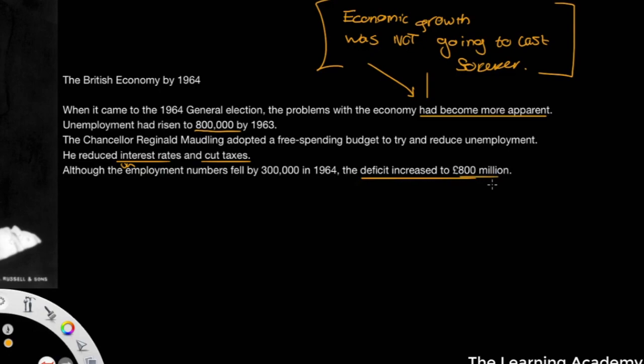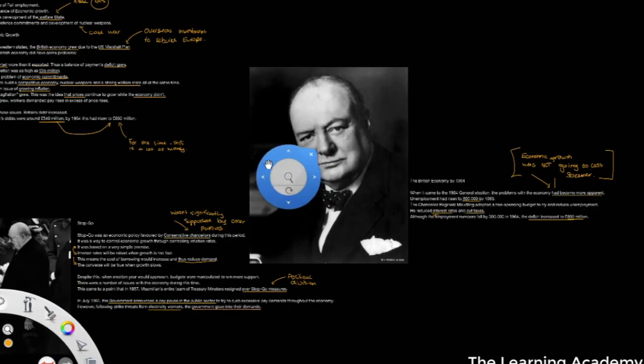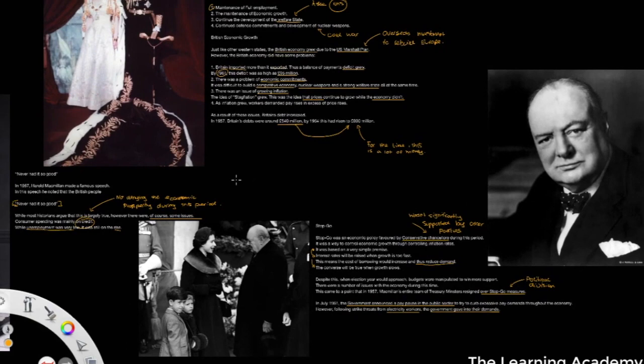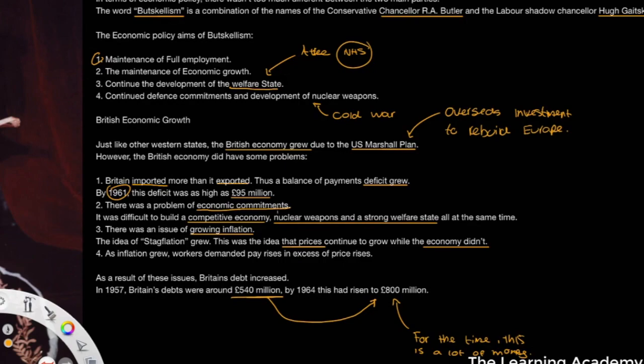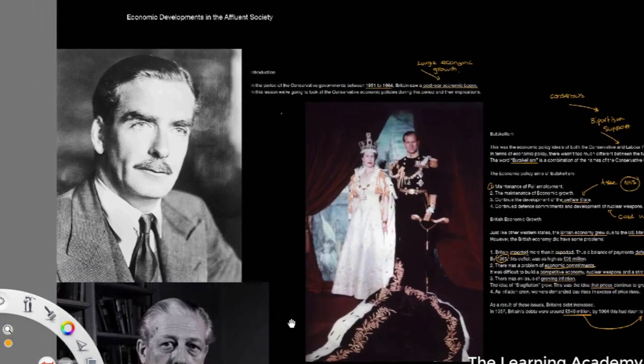So we can see that if we're going to evaluate the British economy by 1964, while it was very prosperous and very successful during these periods due to things like Butskellism and stop-go policies, the cracks were starting to show. These problems might be quite minor in relation to each other, but were beginning to have a larger detrimental impact on the economy. In the next lesson, we're going to talk about societal issues during this period before we move on to the foreign policy objectives as well.